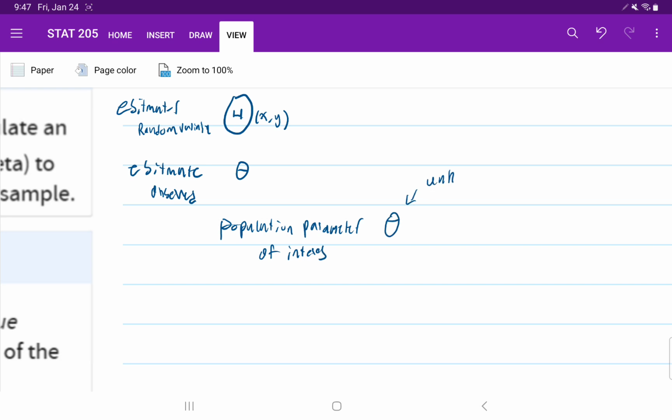Okay. I'll pause to see if there are any questions with that notation before we continue, because I'll be using those terms throughout the lecture.